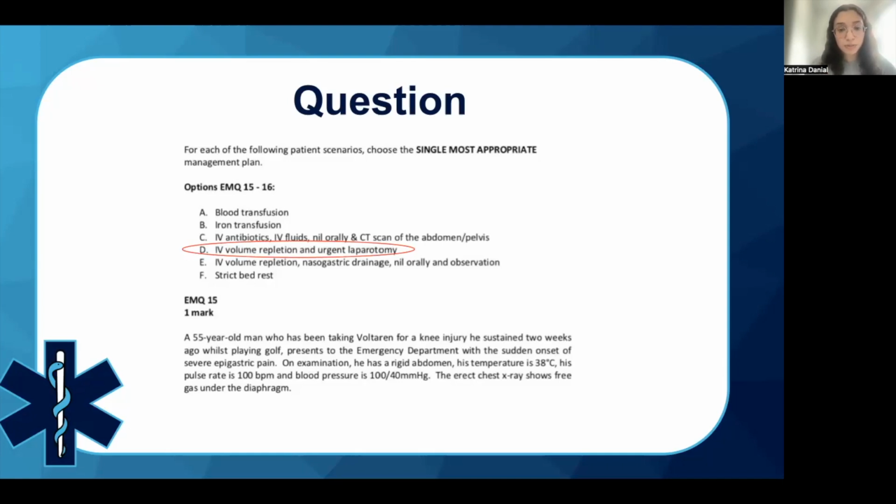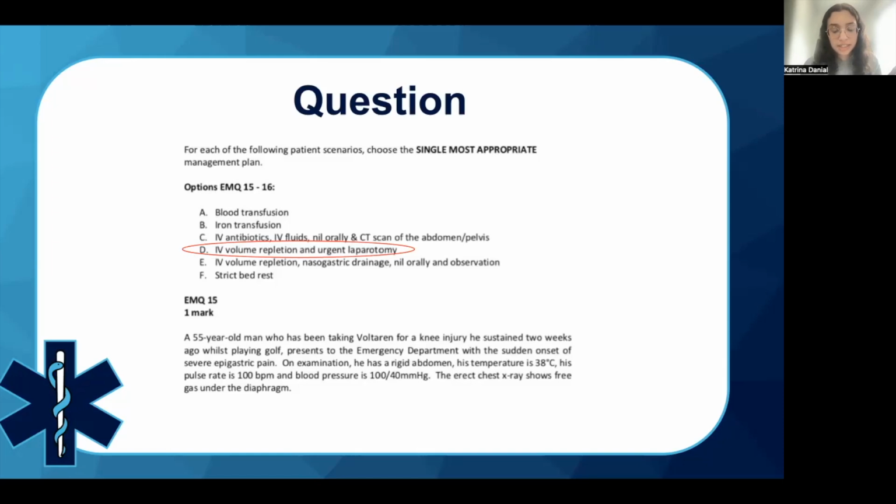So what are the signs? He has a rigid tummy, so he's peritonitic, he's got a fever, he's mildly hemodynamically unstable, and we saw on the erect chest X-ray, so chest X-ray upright, that he has gas under his diaphragm. So there's free gas in the abdomen. He's got a perforation. So there is no time to waste. You need to call the general surgeons very quickly and get him into surgery ASAP to repair the perforation. That's probably the priority, and that's why D wins, because he needs urgent surgery.